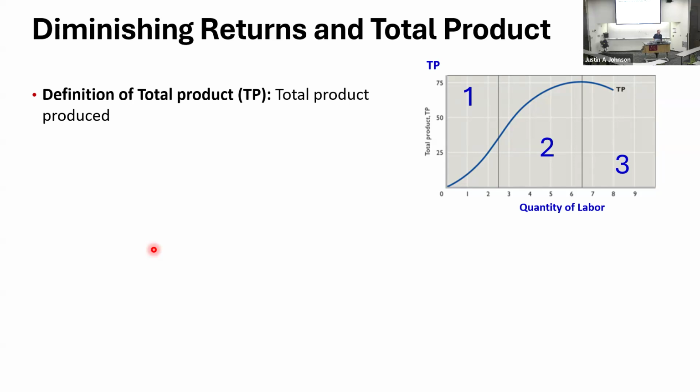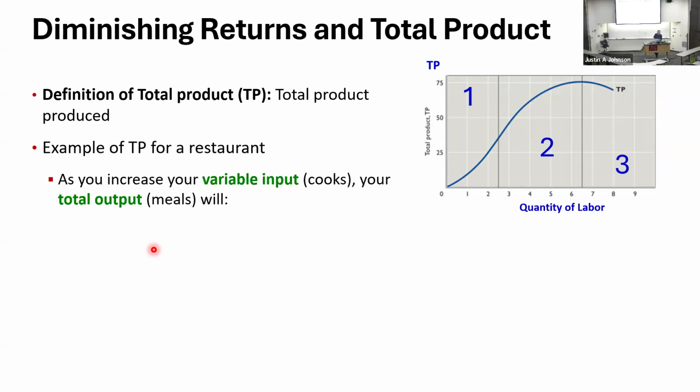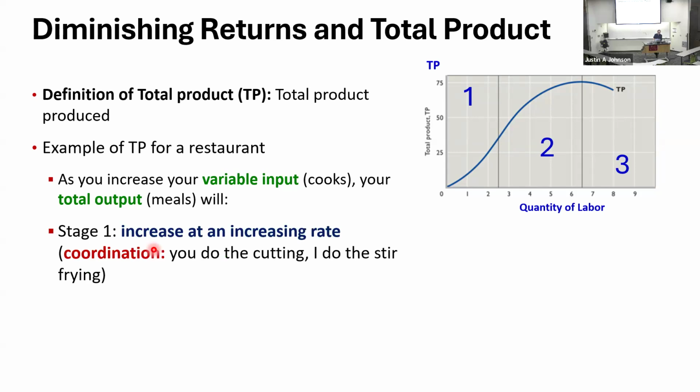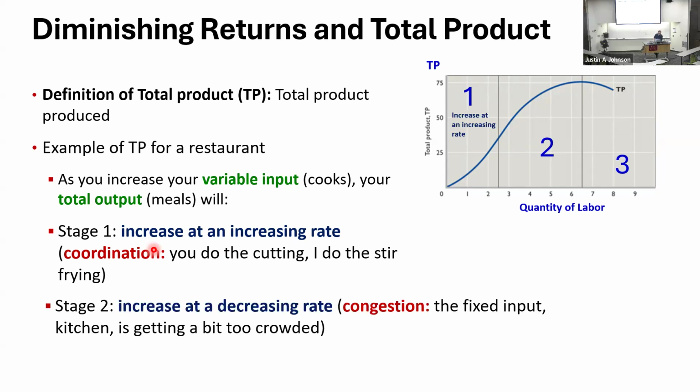Though it's worth noting that there's this last zone where there are straight up reductions in the total product. The example there is if you had the total product graph for a restaurant and your variable input was cooks and your total product was meals. Stage one, you'd have coordination causing it to go up at an increasing rate where we specialize. I do the cutting and you do the stirring and frying or whatever. Stage two is where it's increasing at a decreasing rate. So now we've got a bunch of cooks in the kitchen and we specialize still, but now we're bumping elbows. We could describe this as congestion. And this is because the kitchen is a fixed input. It's only so big. And that's that increasing at a decreasing rate zone.